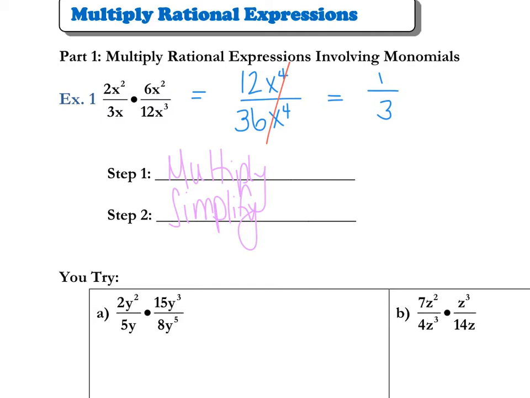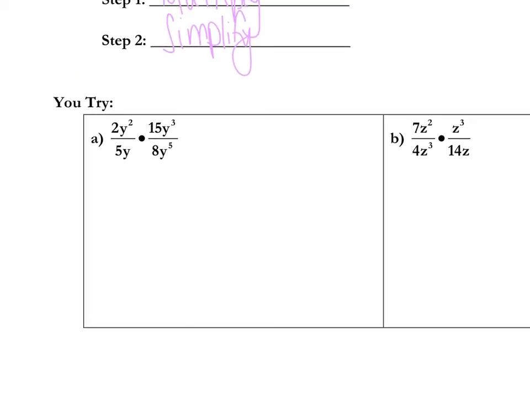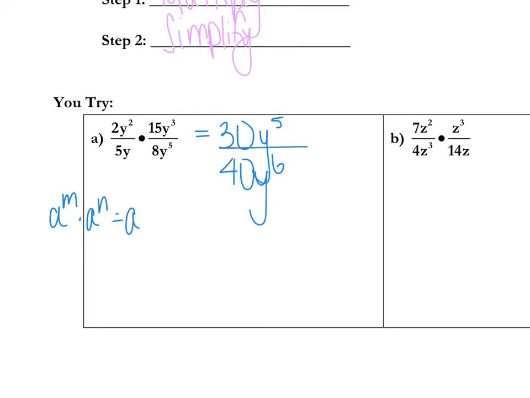And that's it. That's all you do. Okay? All right, let's do another example though. So let's take a look at example A. So same thing. We're just going to multiply straight across to keep everything the same. So 30 y to the 5th over 40 y to the 6th. Okay, how did I get those numbers, y to the 5th and y to the 6th? Remember that when you multiply powers of the same base, you add the exponents. Okay, and then this is to the first there, so that's how you get 6.